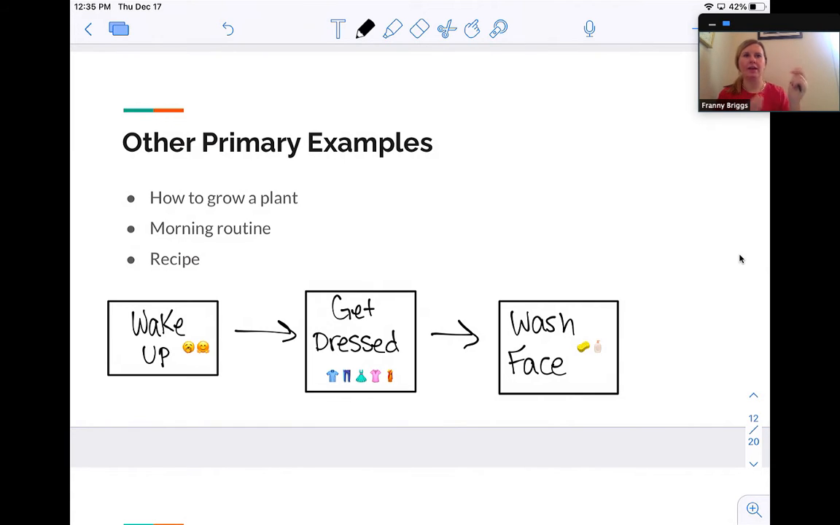putting in the seeds, watering it, it gets bigger and bigger and bigger, showing the passage of time. Here's a little one I did of a morning routine. You wake up, you get dressed, wash your face, brush your teeth, right? Students could draw or write their morning routine. That's something that they would all be very comfortable doing. A recipe is another good example. So you put in the oil, you put in the onion, you put in the spices, et cetera. So that's a very easy thing for them to understand.